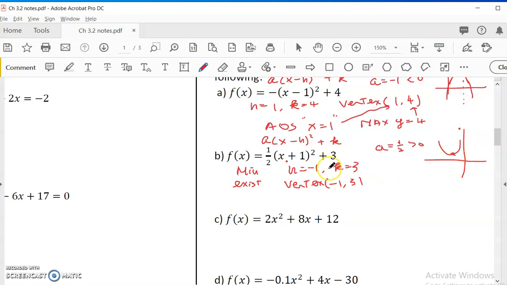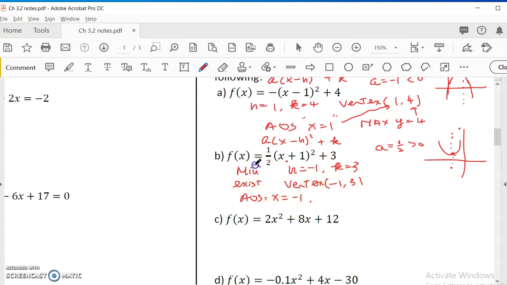So you can kind of sketch it like this. And so what is the axis of symmetry? X would equal negative 1 is the axis of symmetry. Remember, it's a vertical line. A vertical line is x equal to something.